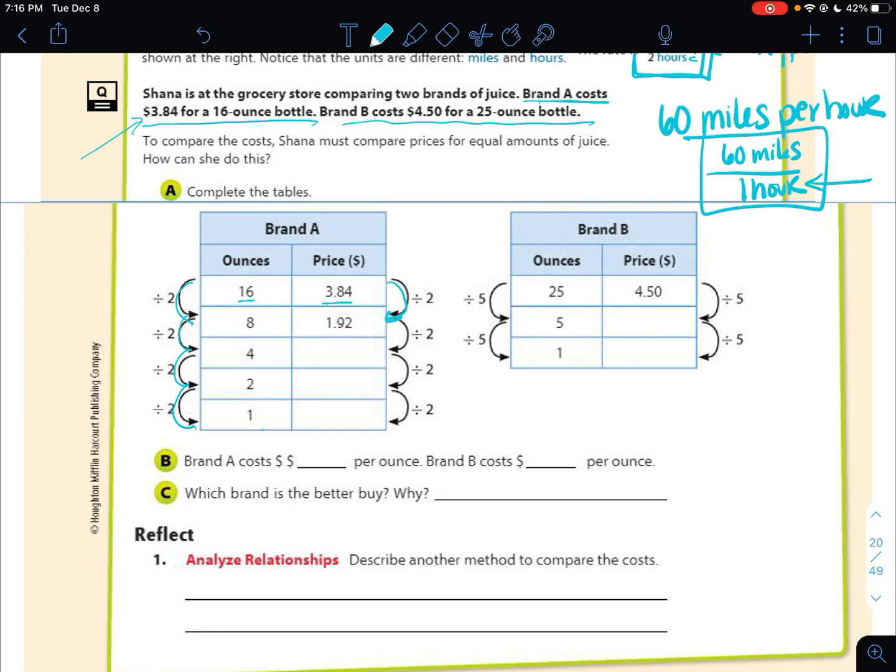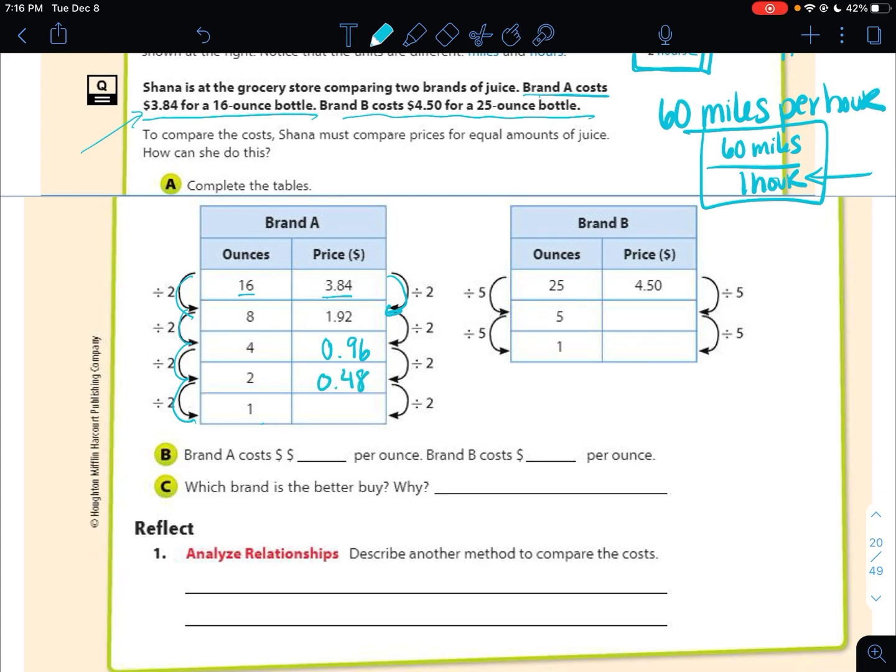So if you cut $1.92 in half and divide it by 2, you get 96 cents. And they want you to divide that by 2 to get 48 cents. And then divide that by 2, and you get 24 cents. So right there at the bottom of that table tells me that 1 ounce of juice in brand A costs 24 cents. So I can fill that in. It says brand A costs 24 cents per ounce.